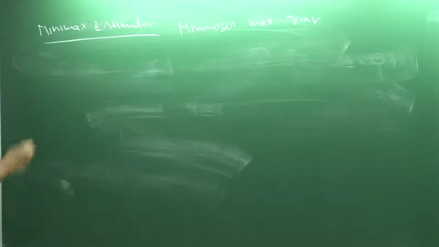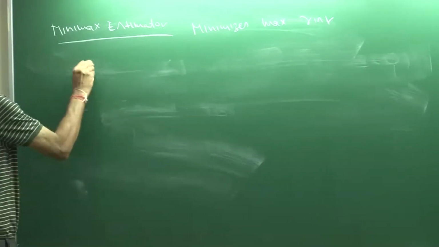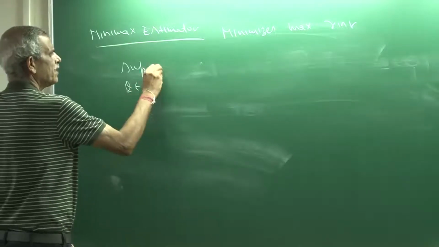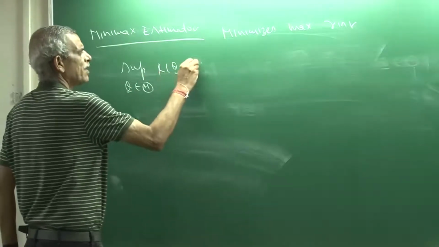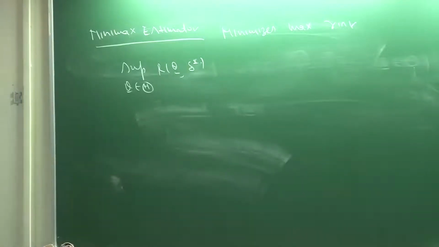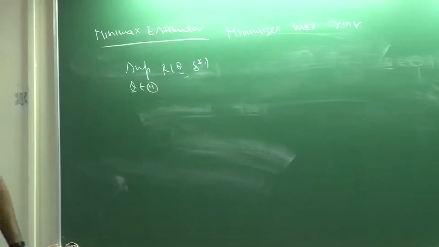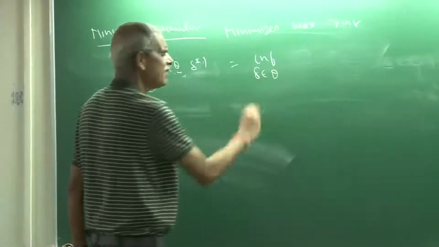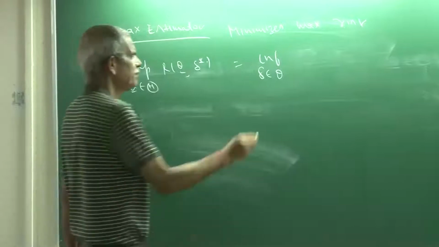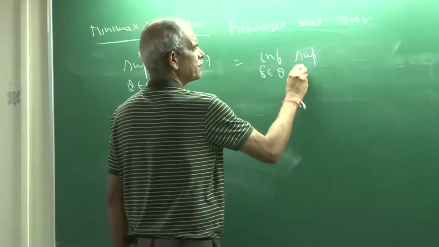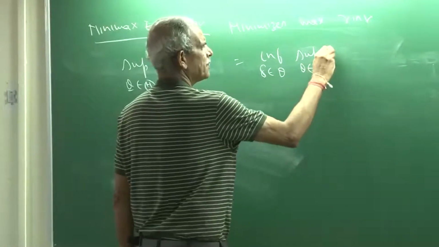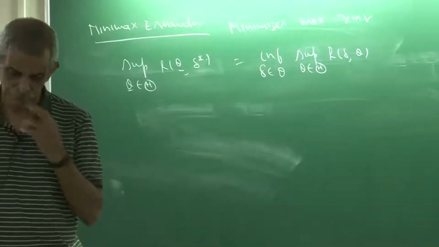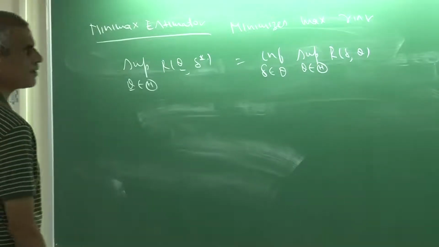So that means I'll call delta star to be minimax if the maximum risk of delta star, which is supremum over theta of R(theta, delta star), is the smallest among all the estimators. So this is the same as: it is the smallest, that means infimum over delta belonging to D of supremum over theta belonging to Theta of R(theta, delta) for any other estimator. So this is called the minimax estimator.